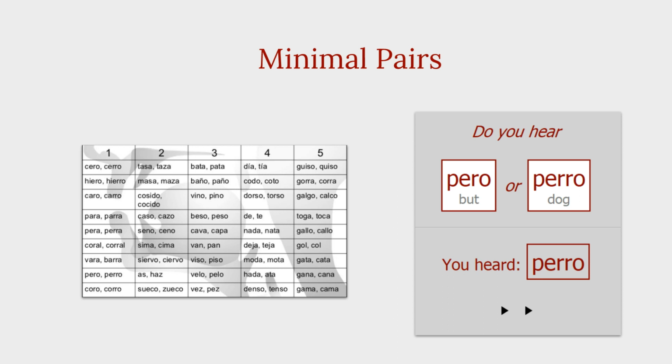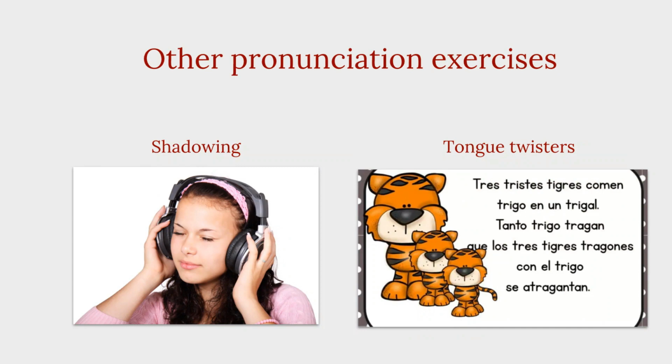Aside from minimal pairs, we also have other techniques and other exercises that can help our pronunciation. One of these is shadowing, where you hear a sound and you try to repeat it. And also tongue twisters, which are not only fun, but are also very useful to get particular sounds right.